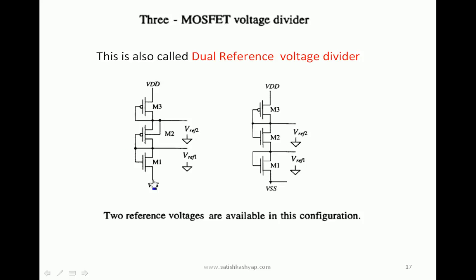Otherwise you can write, if you include VSS, V reference 2 is VSG2 plus VGS1 plus VSS. V reference 1 is equal to VGS1 plus VSS. Here V reference 1 is nothing but VGS1 plus VSS. V reference 2 is VGS2 plus VGS1 plus VSS. So this is how we can calculate V reference.